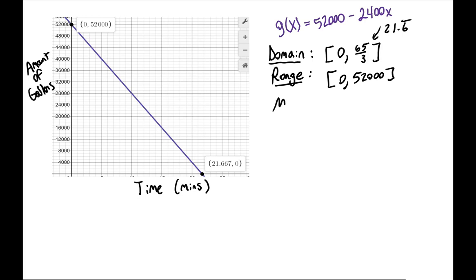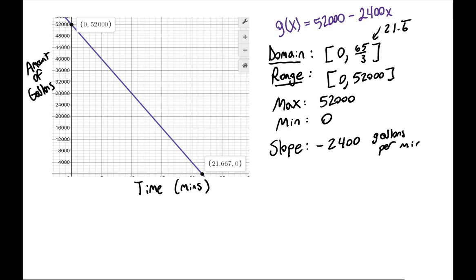We could also consider the maximum. So the maximum amount of gallons is 52,000. Obviously the minimum amount of gallons was 0. The rate of change, in this case it's the slope because it's a linear function, was negative 2400, and the units on that is gallons per minute. We've mentioned that the y-intercept was (0, 52,000), representing the amount of gallons we started with, and the x-intercept was (21.6 repeating, 0), representing how long it took to drain the pool.